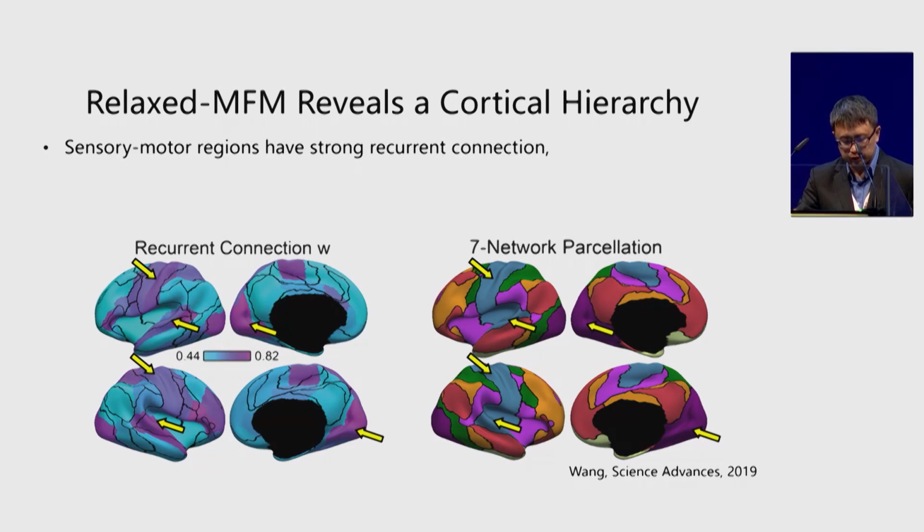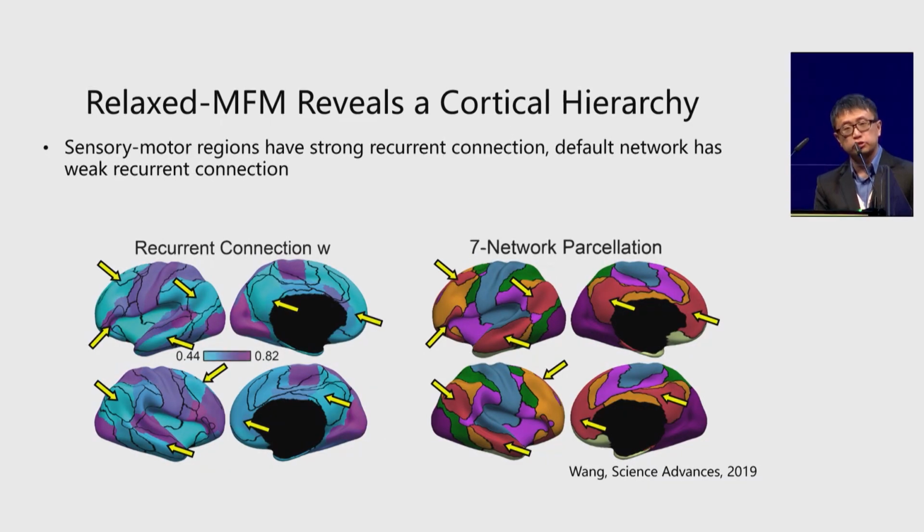If we focus on the yellow arrows, the yellow arrows are pointing to early sensory motor regions, including auditory cortex, somatomotor cortex, and visual cortex. The arrows are pointing to purple regions, which means that they have high recurrent connection strength. On the other hand, the arrows are now pointing to default network regions. And on the left, you can see that the arrows are pointing to a light blue color, which means that it has low recurrent connection strength. So the default network has weak recurrent connection strength.